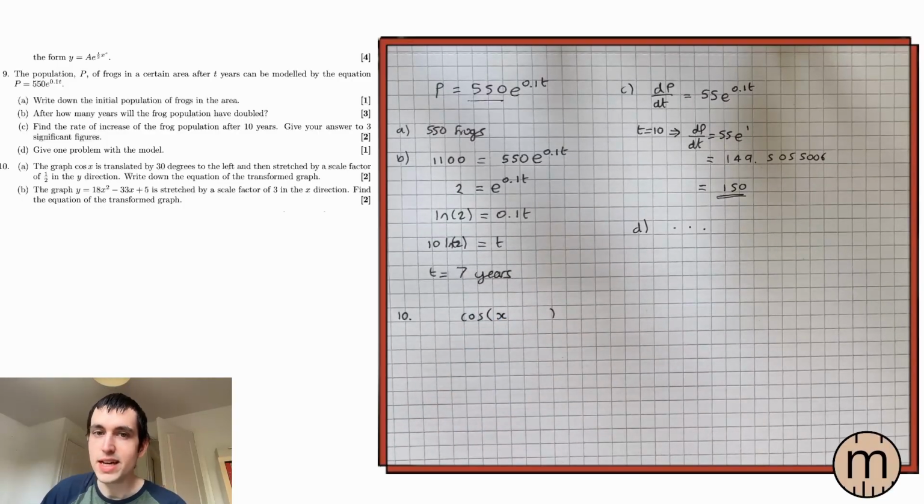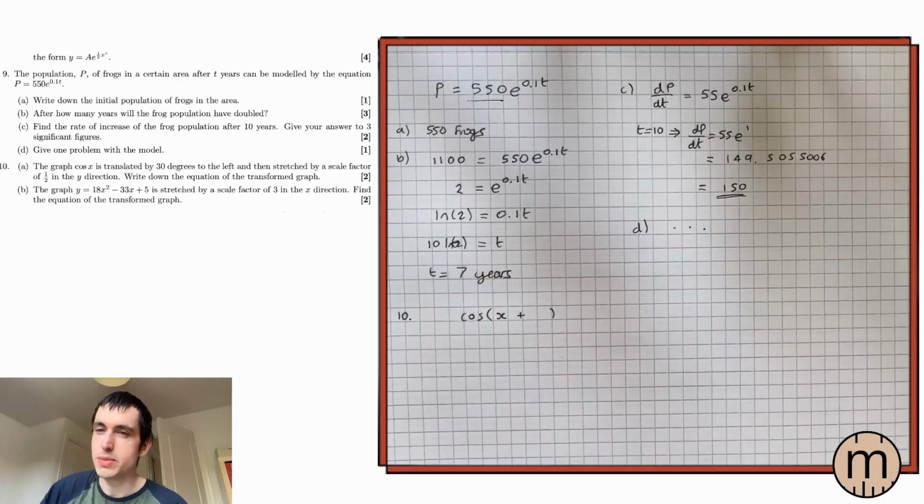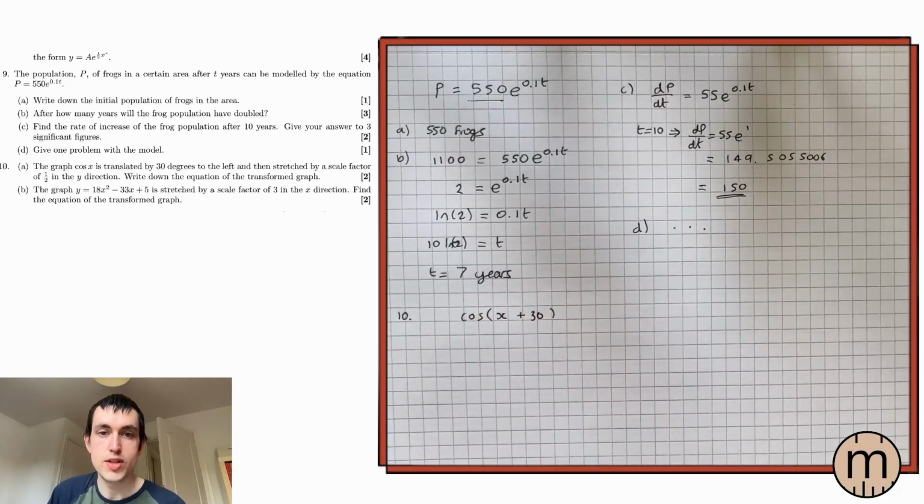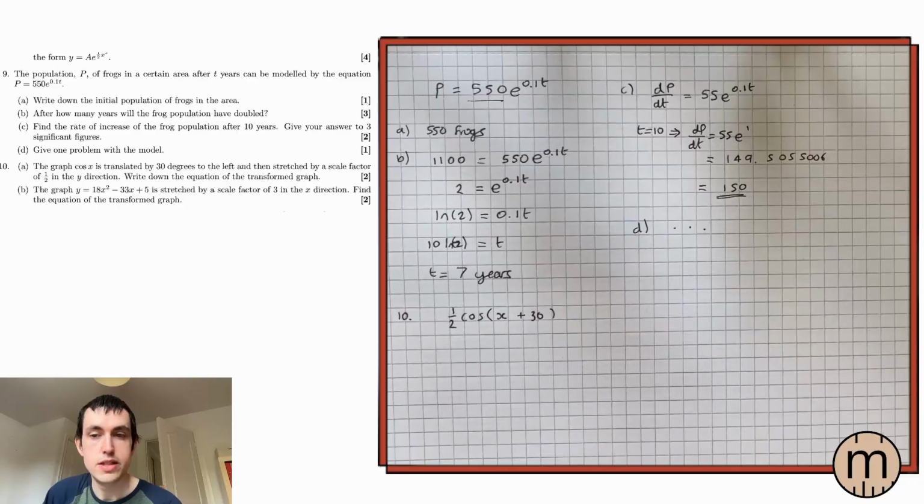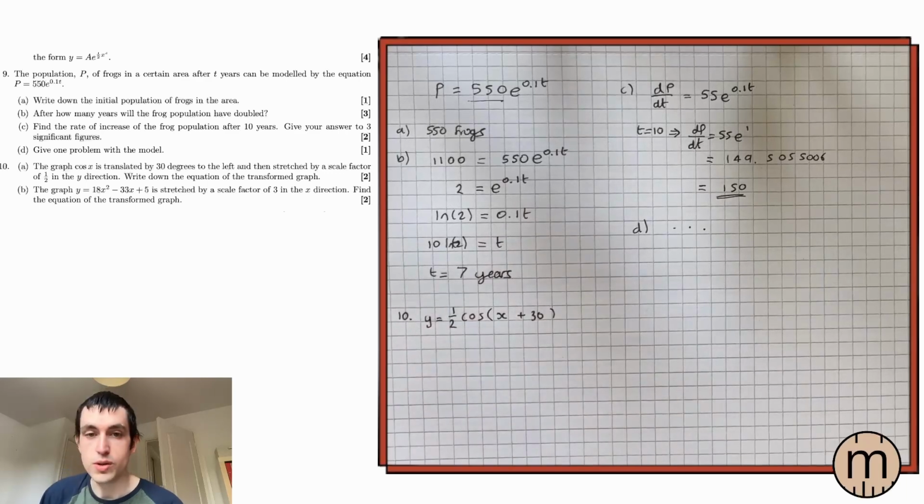What happens inside the bracket is also backwards to what you might expect. So if we're moving to the left, you'd think it might be minus, but it's actually plus. And it's plus, in this case, 30 degrees because it moves 30 to the left. If it's stretched by a scale factor of a half in the y direction, all we do is put a half on the outside. It's not backwards, just put the number on the outside and then that's done. And I'll call it y. That is the transformed graph there.